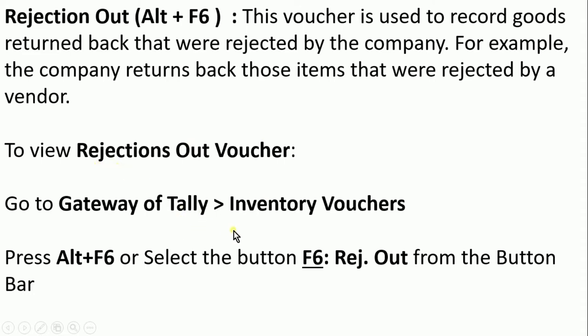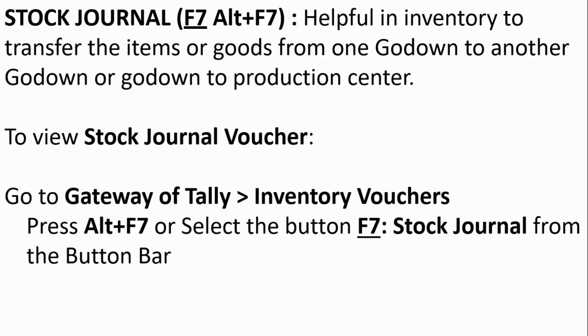And to view the rejection out voucher, go to Gateway of Tally, Inventory Vouchers, and then press Alt plus F6 or select the button Rejection Out from the button bar. Next is Stock Journal, Alt plus F7. This is helpful in inventory to transfer the items from one godown to another godown.